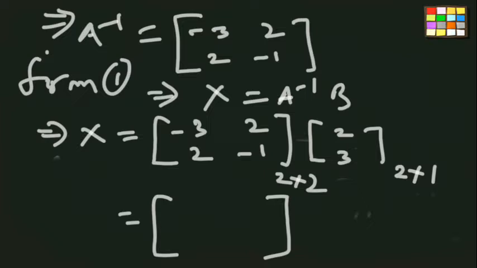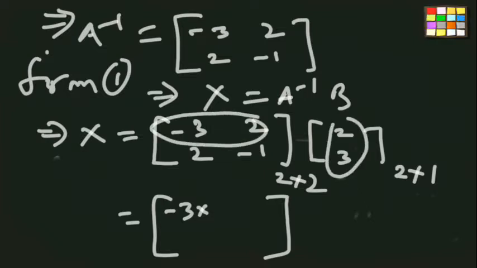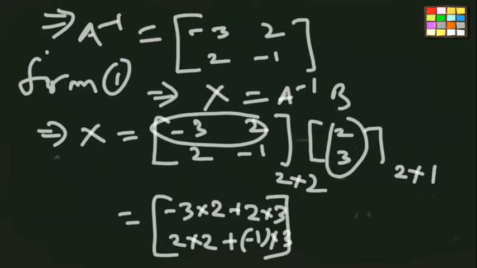Next, this is first row and first column, so I will be writing like this, -3 will be multiplied by 2, first row and this is first column. So -3 into 2, then plus 2 into 3. Second, it will be 2 into 2 plus -1 into 3. So that will be equal to -3 into 2, it will be -6, plus 6, it will become 0. Then 4 minus 3, it will be 1.